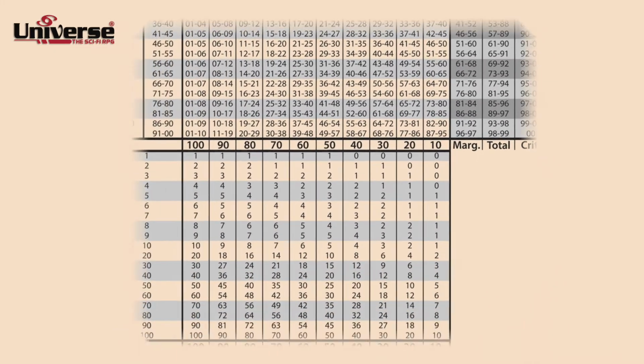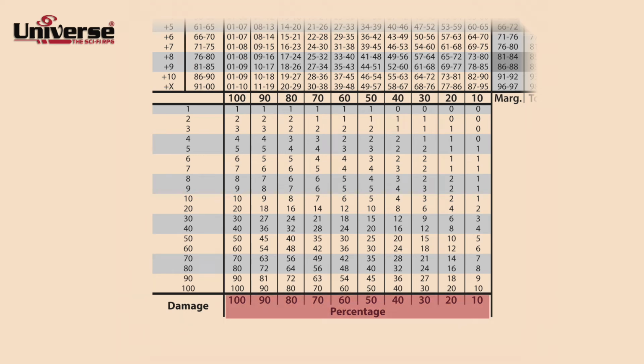The lower left area of the table is the percentage region. It is used to reduce a maximum value to a percentage value. Let's look at the examples.